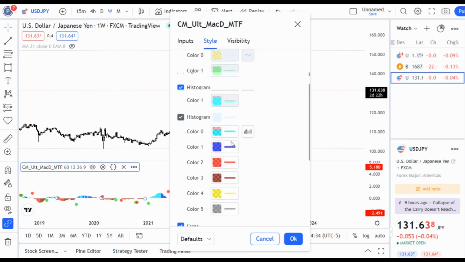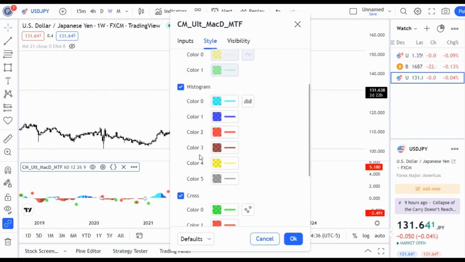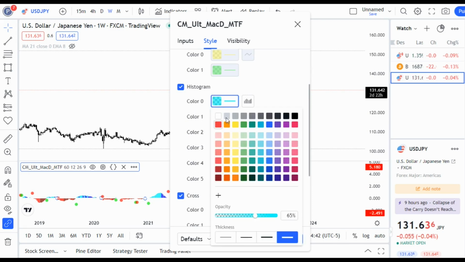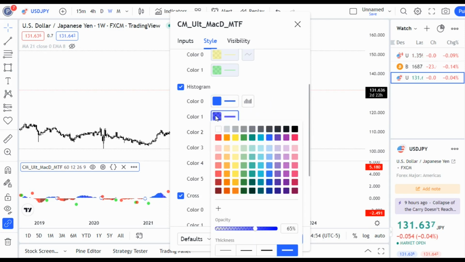So actually proceed to the histogram. Yes, the histogram, I need this one, it's actually very important to me. So I will choose the blue color because it was light blue. I need a deep blue. And when it comes to the opacity, I'll move it to 100. The same applies to 1. So color 0 is blue, color 1 is also blue.